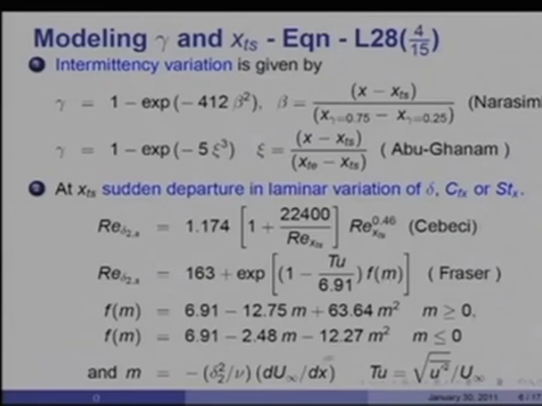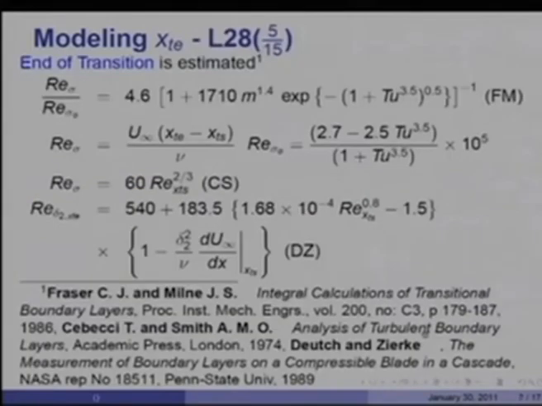If turbulence intensity is not accounted for and taken as 0, then this is simply 163 times exponential of 6.91, and you take the value of XTS where Re delta 2 is 163 times exponential of 6.91 for a zero pressure gradient boundary layer and turbulence intensity equal to 0. But for all other cases, the XTS must respond to the pressure gradients.